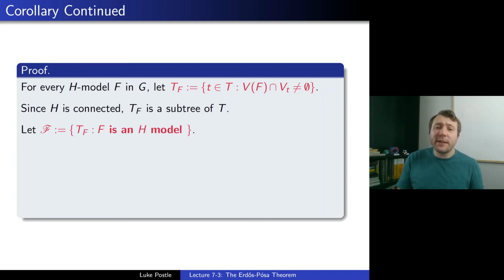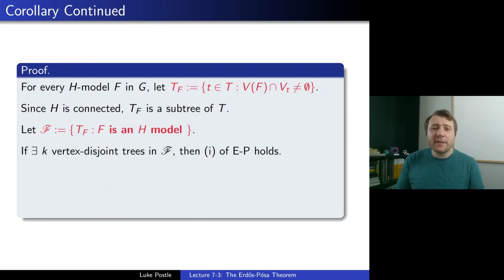And now the point is we let script F be the family of all these TF, where F is an H model. So we have a collection of subtrees of our tree T. Good. So if there exist k vertex disjoint trees in script F, then you convince yourself that we're done. Then again, number one of the Erdos-Posa property holds. Why is that? Because these would actually have to be disjoint H models, because otherwise, if they had a vertex in common, they'd have some bag in common.